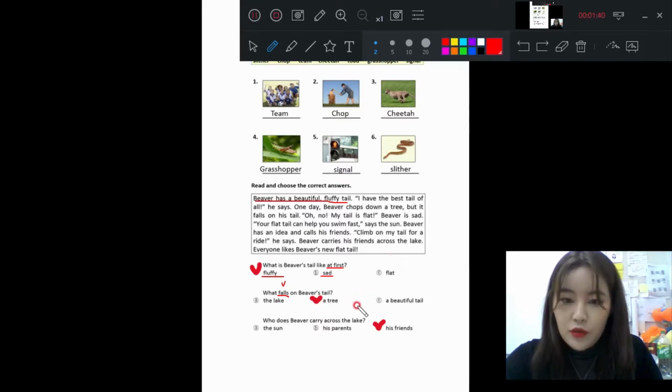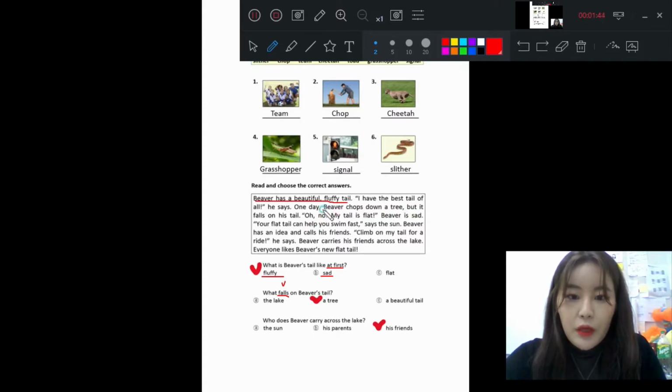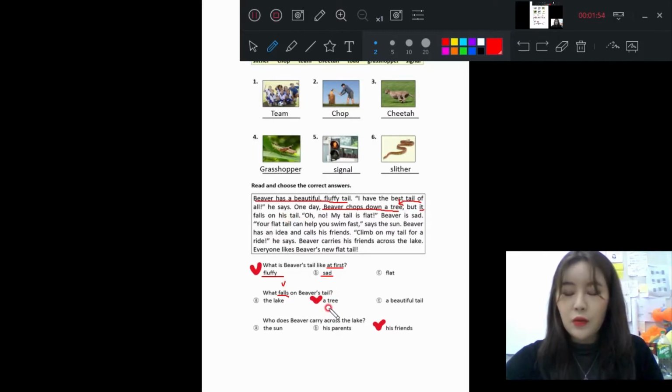Let's see if the tree is the correct answer from the passage. Oh, beaver was chopping down a tree, but this refers to this tree here, right? It falls on his tail. So the answer will be B.